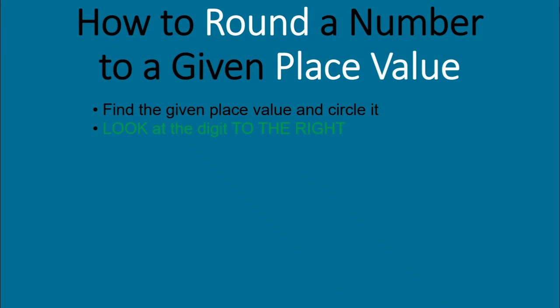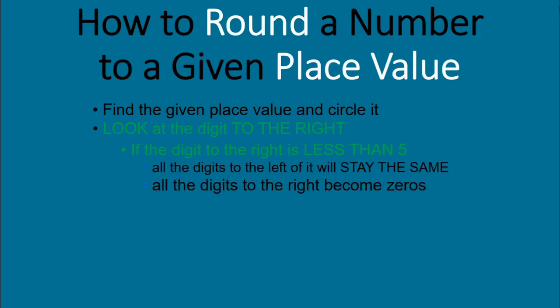Look to the right. If the digit to the right is less than 5, then all the digits to the left will stay the same. So that's all the higher place values will stay the same. And all the digits to the right, that's all the lower place values, will become 0.